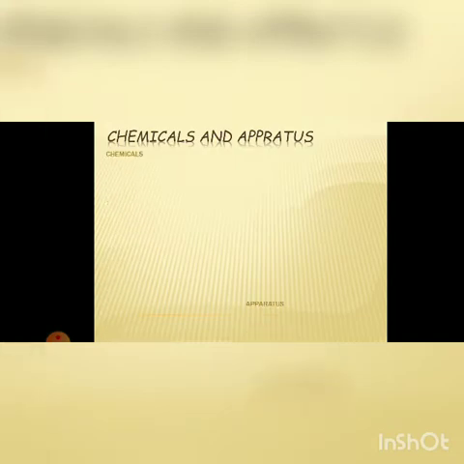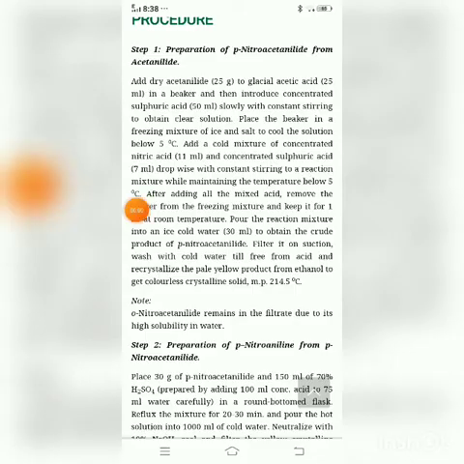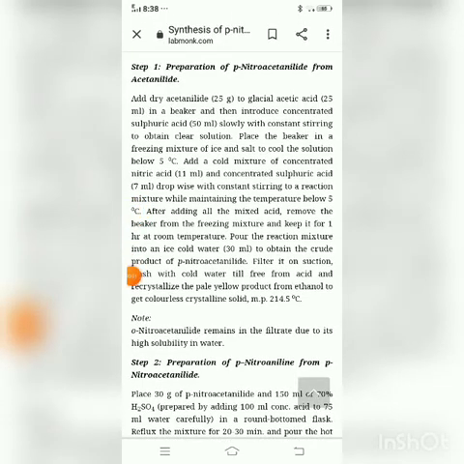The chemicals and apparatus used in this synthesis: chemicals are acetanilide, glacial acetic acid, concentrated HNO3, concentrated H2SO4, 70% H2SO4 solution, and 10% NaOH solution. Apparatus are conical flask, beaker, pipette, glass rod and Buchner funnel. Here is the procedure of this synthesis.